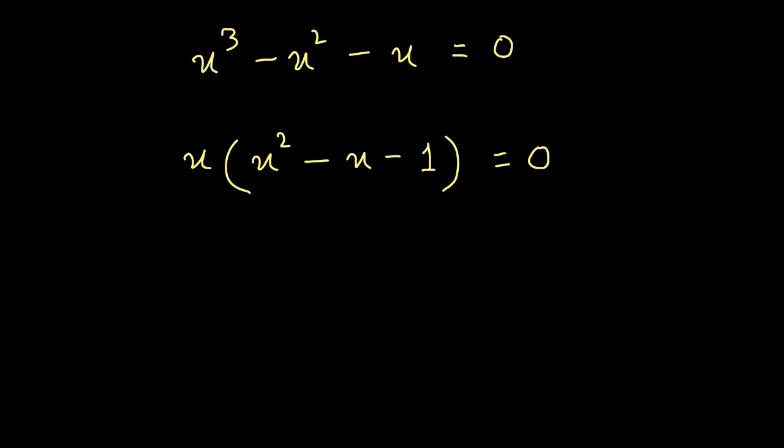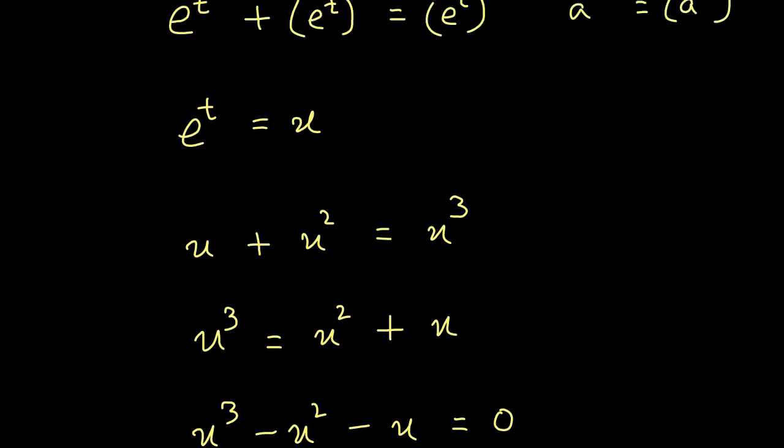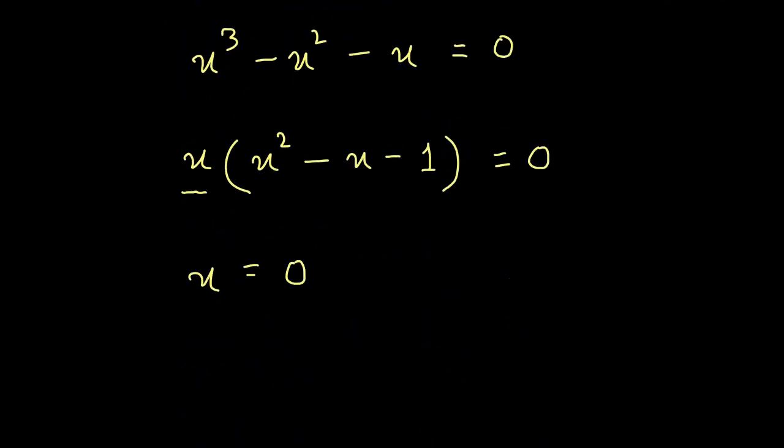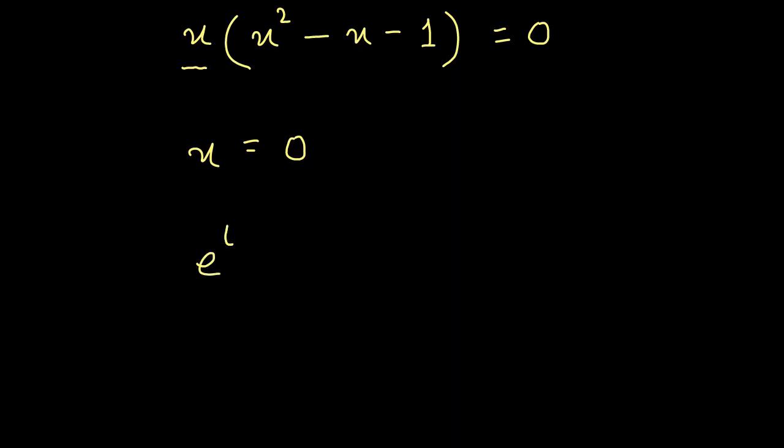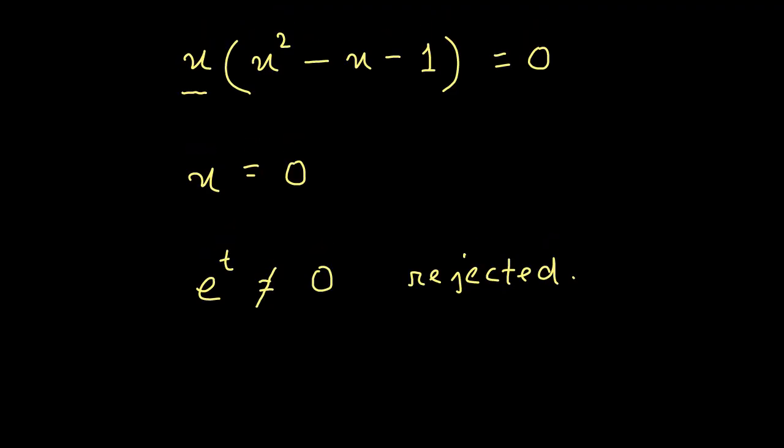From here we get x equals 0. But the value of x is e to the power t. So we have e to the power t equals 0. But for any real value of t, e to the power t cannot be 0. So this result is rejected. So the next part is x square minus x minus 1 equals 0.